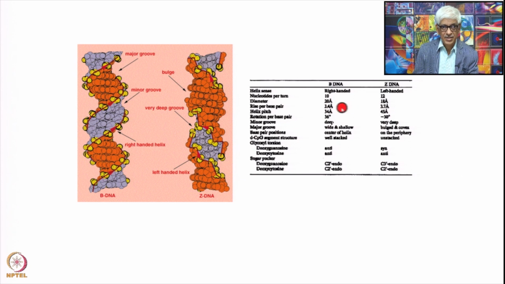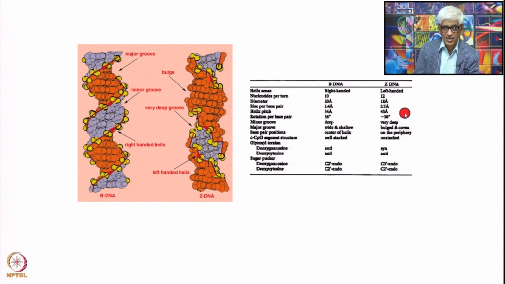The rise per base pair is 3.4 angstroms here and 3.7 angstroms here, and the total helix pitch is 34 angstroms, because 10 base pairs per turn, 3.4 into 10, makes 34, whereas this one goes to 45 angstroms for one particular turn. And the rotation per base pair is 36 degrees here and minus 30 here.